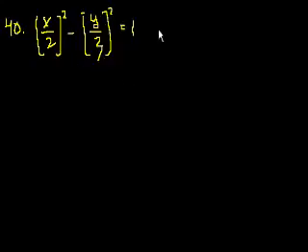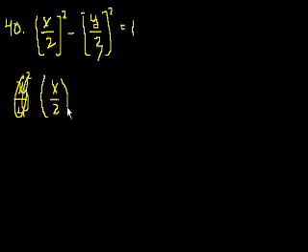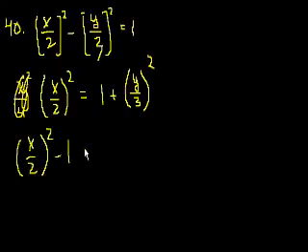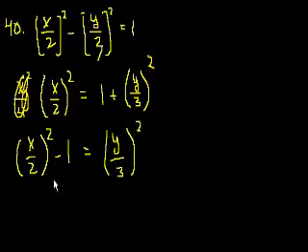Let's put y on the other side. So we get, and let's square this. So this is x squared over 4. Or let me keep it in that format. Let's keep that as (x over 2) squared is equal to 1 plus (y over 3) squared. Let's subtract 1 from both sides. So you get (x over 2) squared minus 1 is equal to (y over 3) squared.